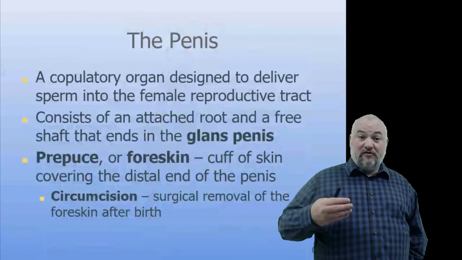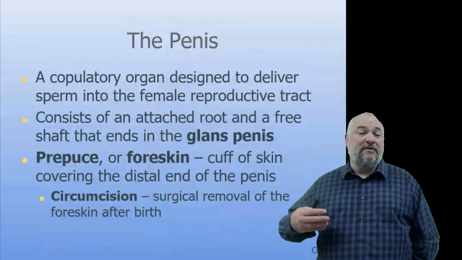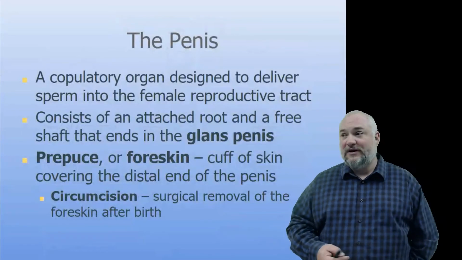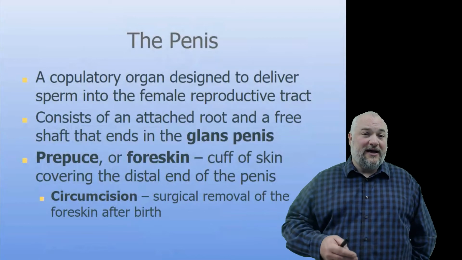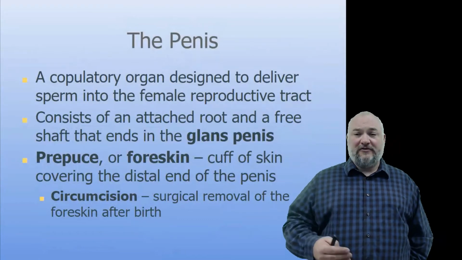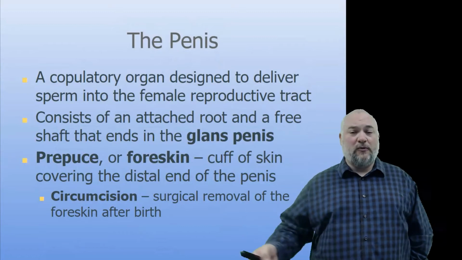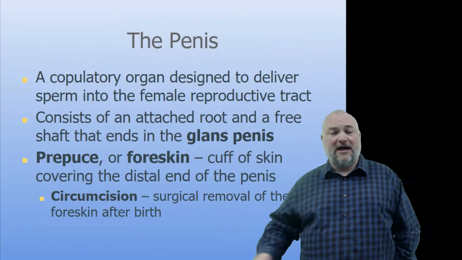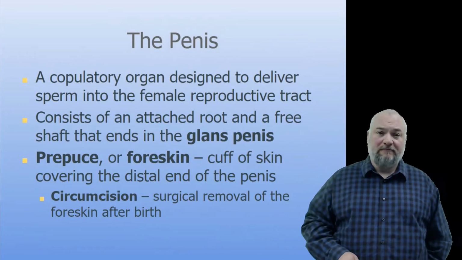All right, moving to the penis. This is the copulatory organ. Okay, so it's designed to copulate with the female or to connect with the female, in other words. And it's designed to deliver the sperm into the female reproductive tract. It is shaped appropriately to get the sperm where it needs to be inside the vagina. The vagina would be the copulatory organ of the female reproductive tract.